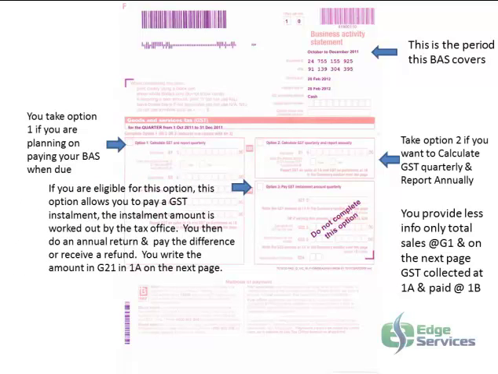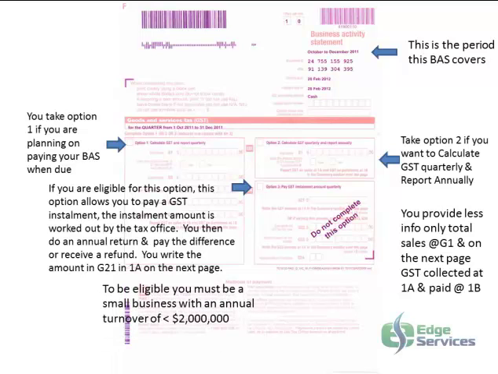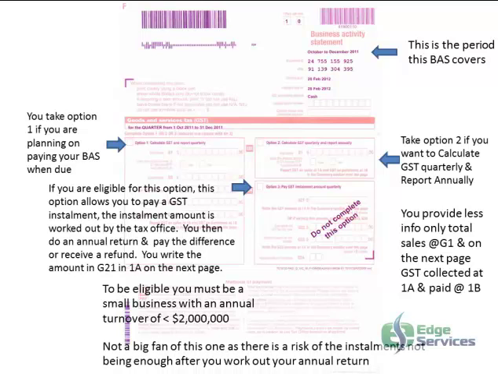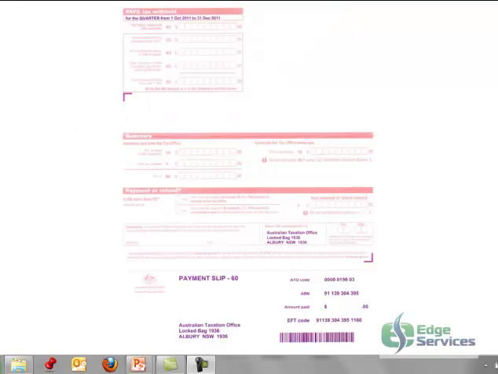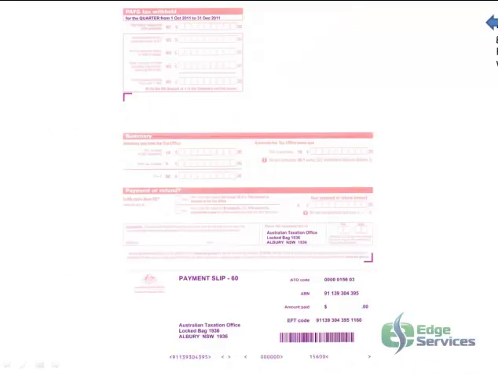If you are eligible, this option allows you to pay a GST instalment. The instalment amount is worked out by the tax office. You then do an annual return and pay the difference or receive a refund. You write the amount in G21 and 1A on the next page. To be eligible, you must be a small business with an annual turnover of less than 2 million. Not a big fan of this one, as there are risks of the instalments not being enough after you work out your annual return.